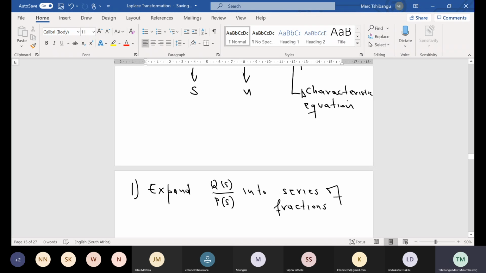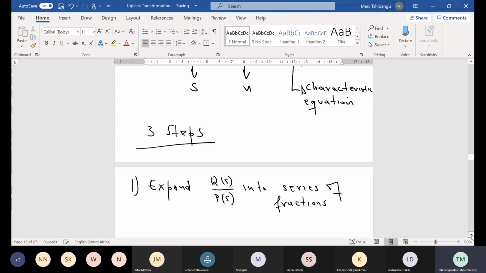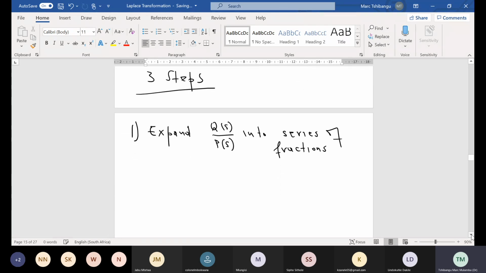So these are the 3 steps, all right? I'm not writing everything down because I know I'm being recorded. So when you watch the video, you'll be able to find your way out easily.